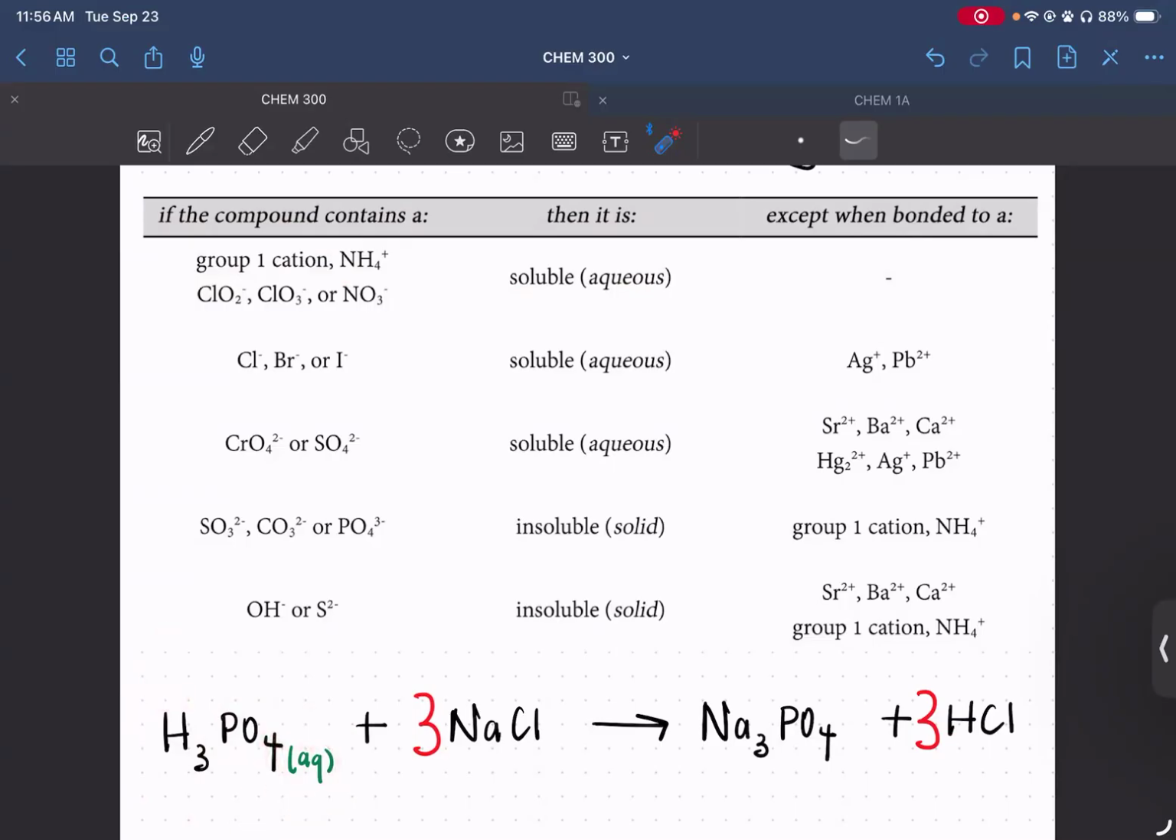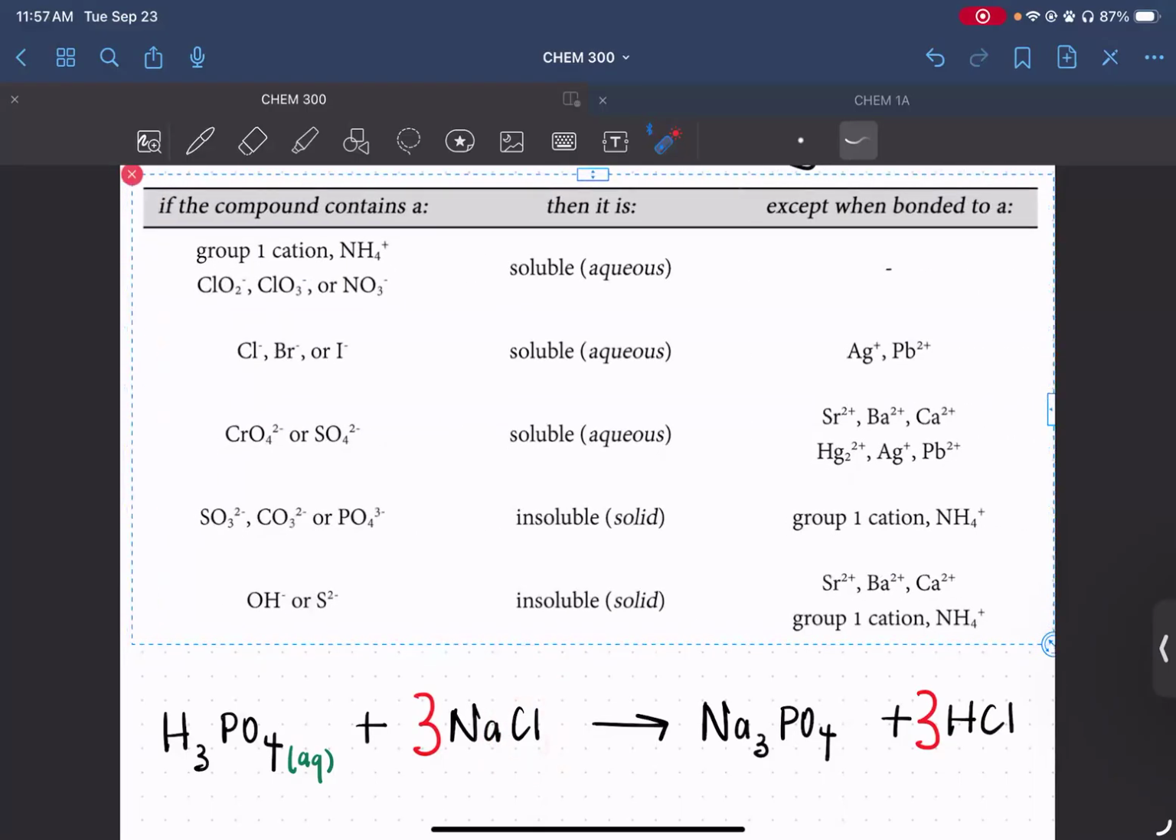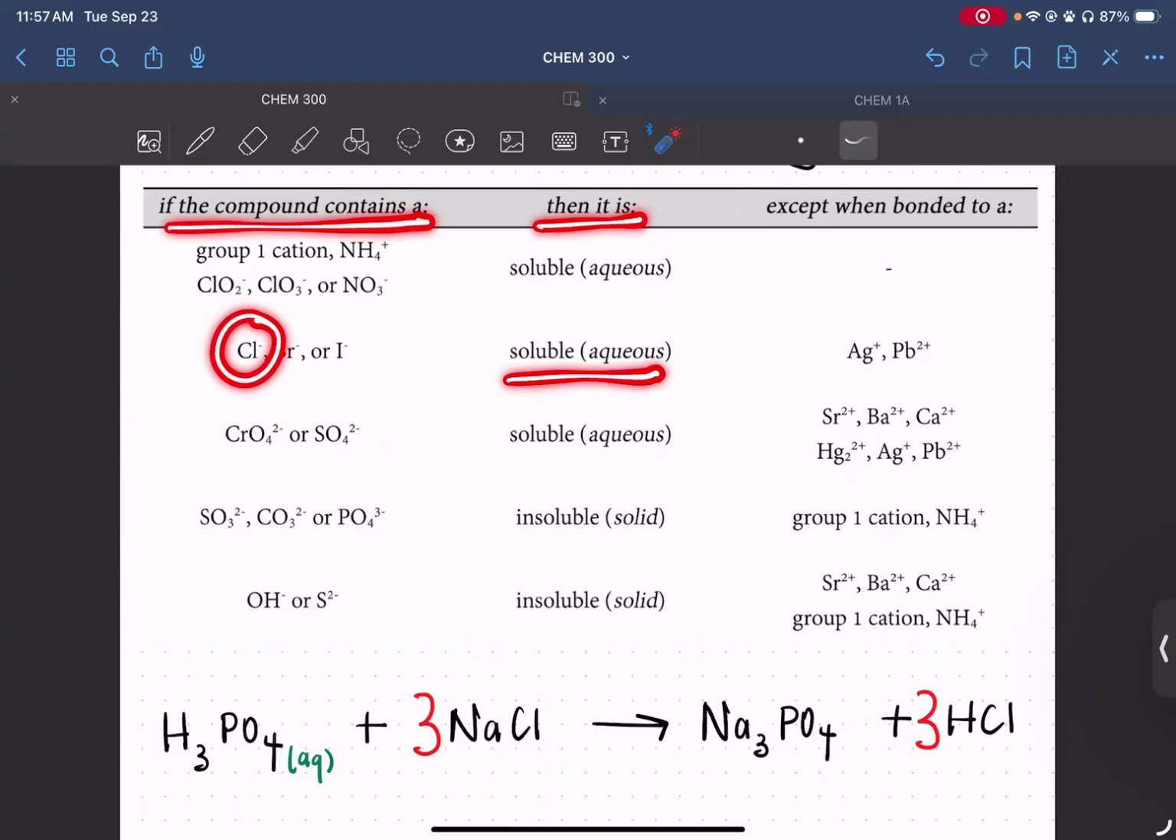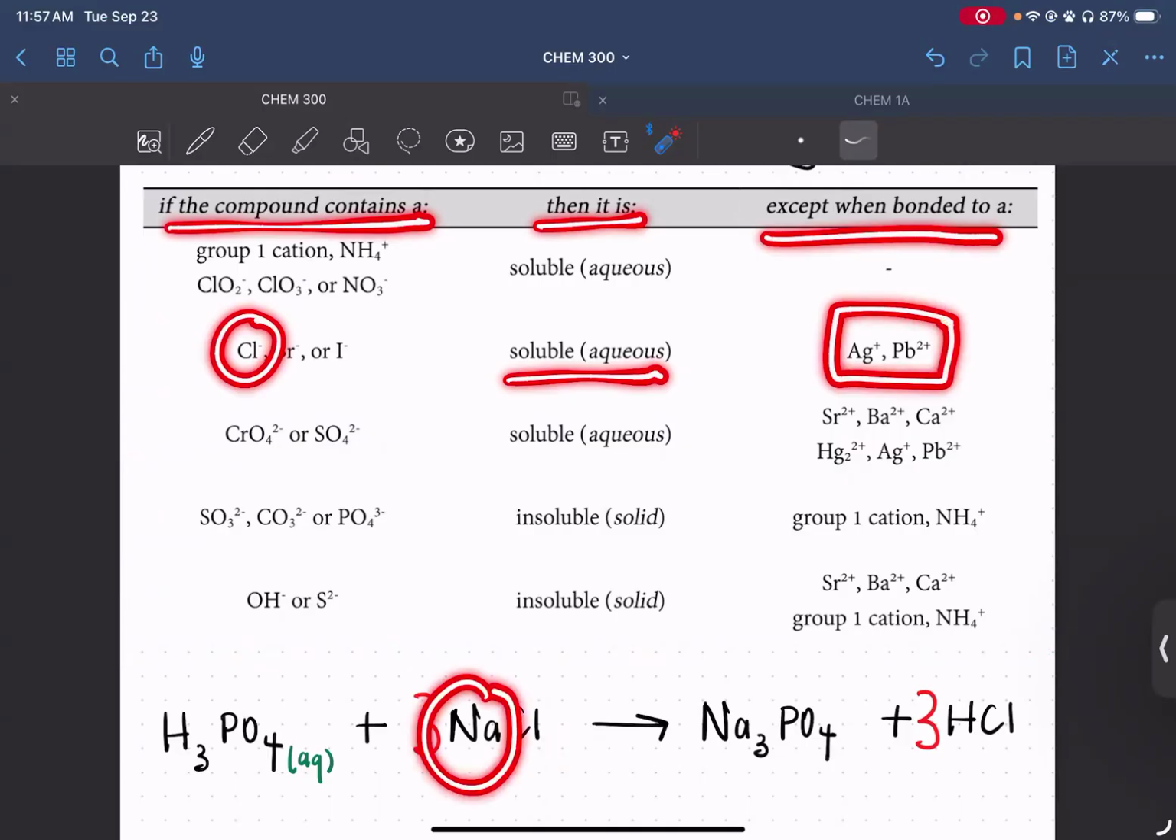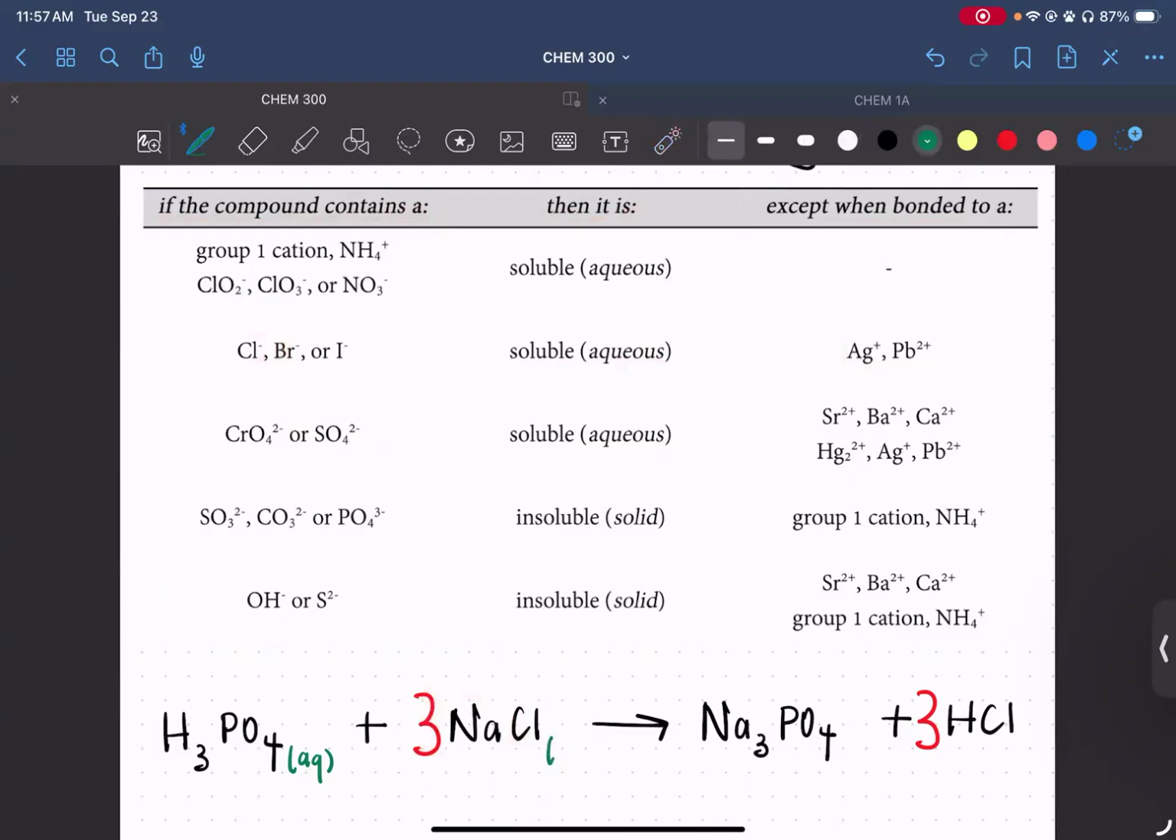Let's keep going. We already know that sodium chloride is aqueous. That was one of our examples, but let's just see it for ourselves. Chlorine: if the compound contains a chlorine, then it is soluble, except when bonded to silver or lead. Is this an exception? No. So this is aqueous.